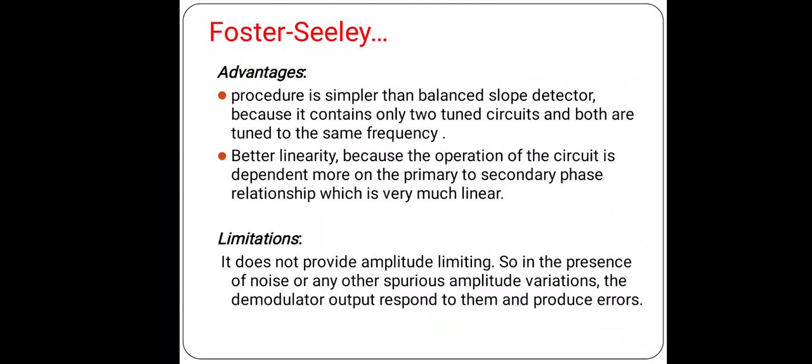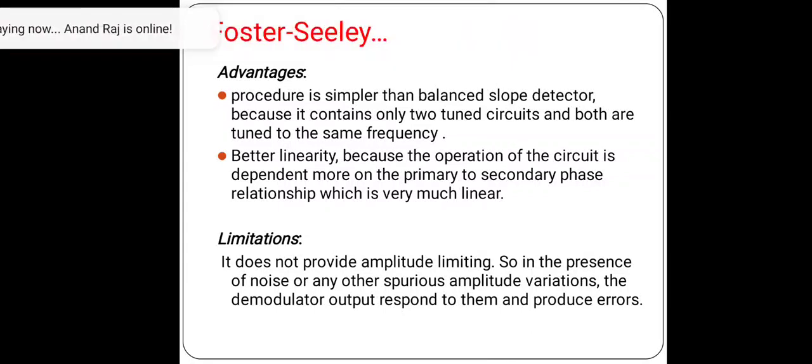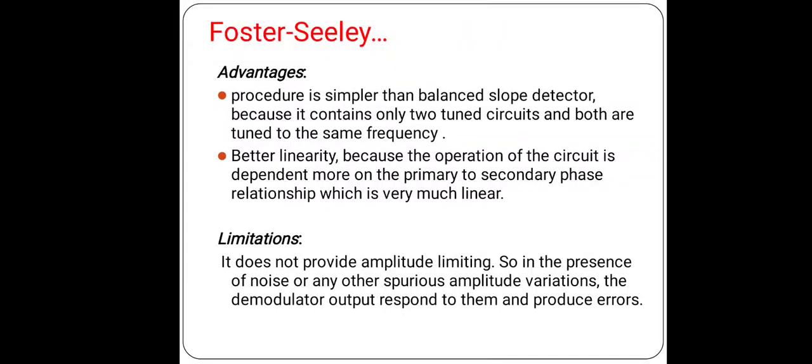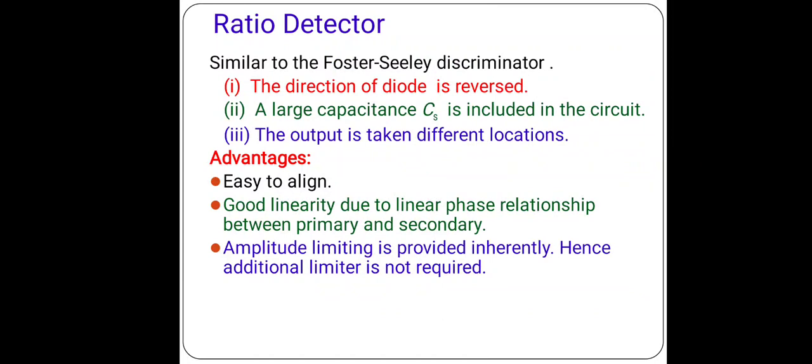The advantages of the Foster-Seeley discriminator: the procedure is simpler than the balanced slope detector because it contains only two tuned circuits, and both are tuned to the same frequency. It has better linearity because the operation of the circuit depends more on the primary to secondary phase relationship, which is very linear. Limitation: it does not provide amplitude limiting. So in the presence of noise or any other spurious amplitude variations, the demodulated output responds to them or produces errors. Next is the ratio detector.